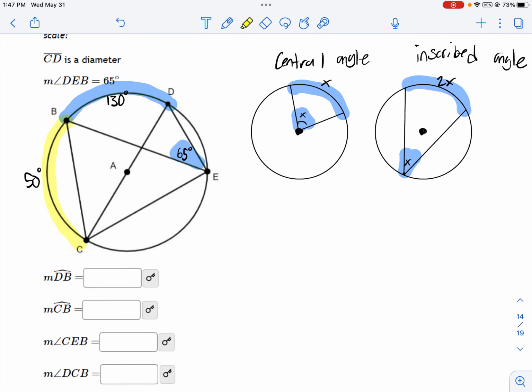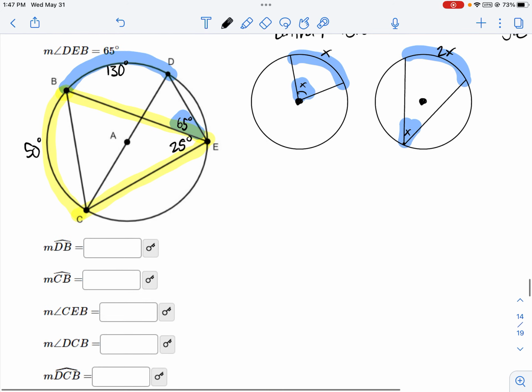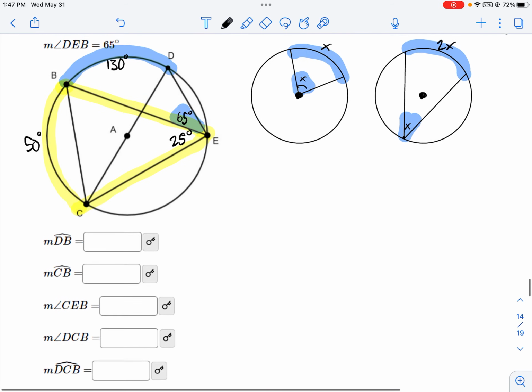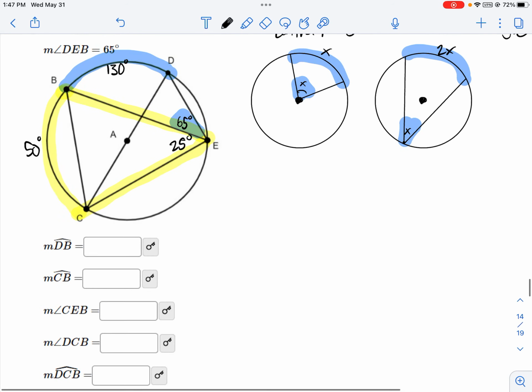What if we wanted to find the inscribed angle that forms that? We can come right back down here and say we know the inscribed angle is half of the arc, so that should be half of 50, which is 25. Okay, let's start filling in more information. We're told arc DB, that's our blue arc right there, is 130 degrees. The arc from C to B, we just found, is that yellow arc, 50 degrees. And angle CEB, we just said, was 25 degrees.